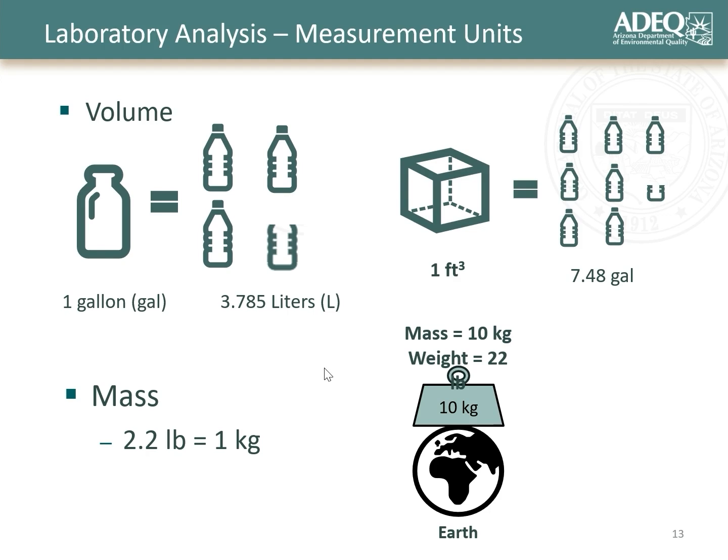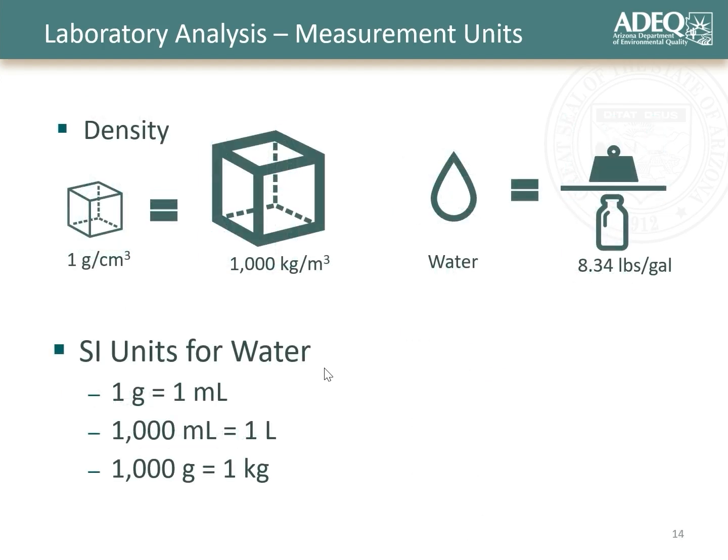A couple of standard unit conversion rates we use: 1 gallon is equal to 3.785 liters. 1 cubic foot is equal to 7.48 gallons. In terms of mass, 2.2 pounds is equal to 1 kilogram. Moving on to density. With density, 1 gram per cubic centimeter is equal to 1,000 kilograms per cubic meter.